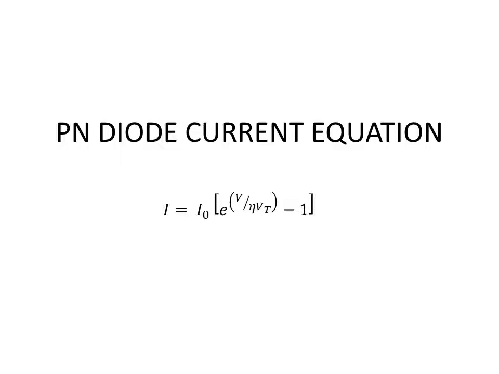bias voltage, eta is the ideality factor and Vt is the volt equivalent temperature, which is given by the expression kT by Q, where K is the Boltzmann constant, Q is the charge of an electron or hole, and T is the temperature.